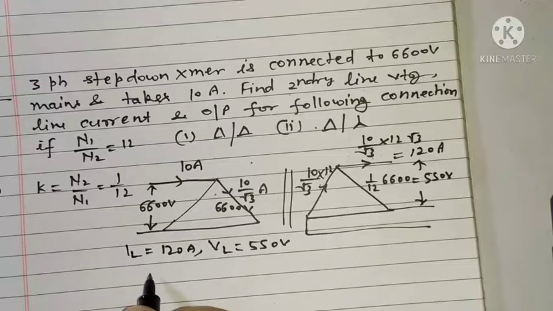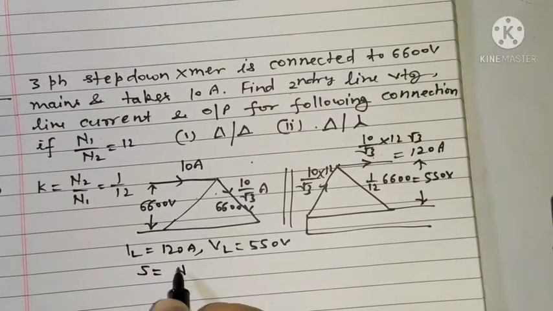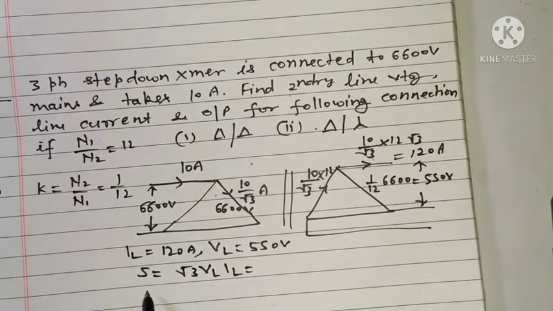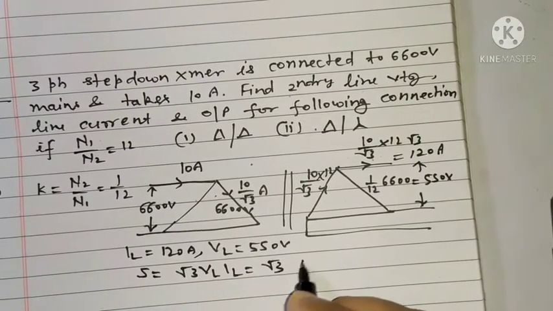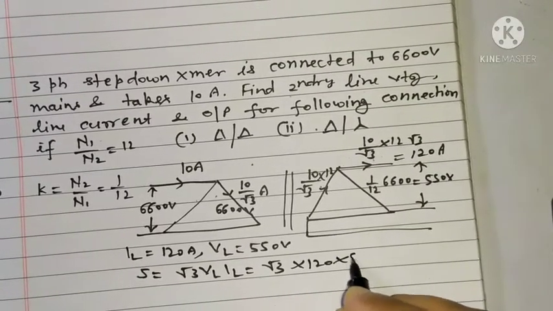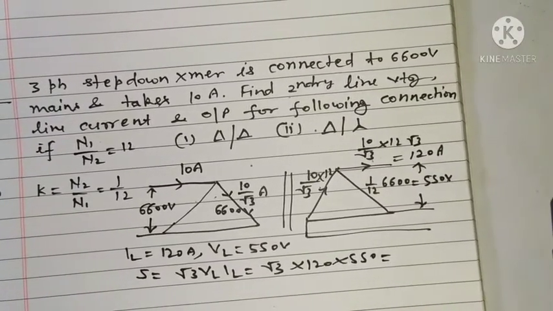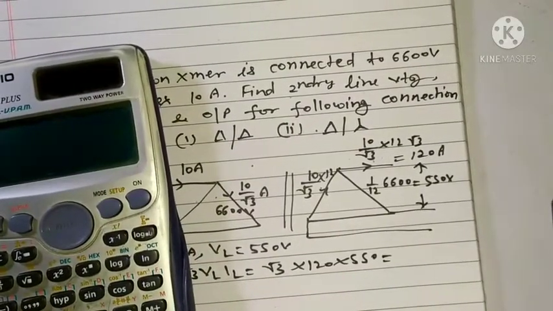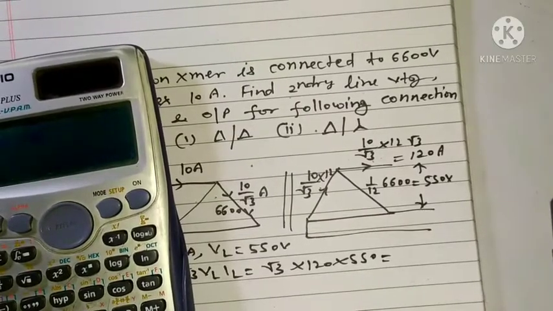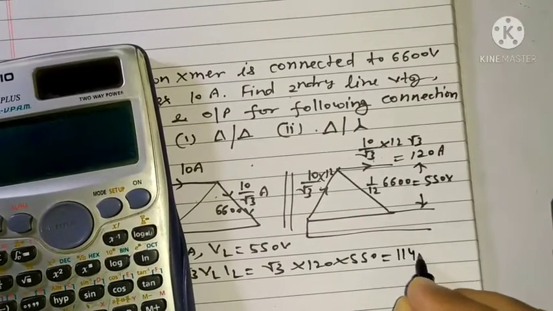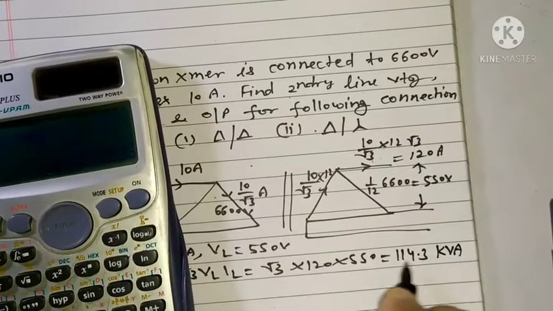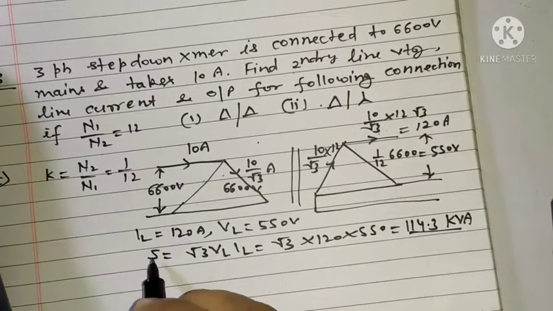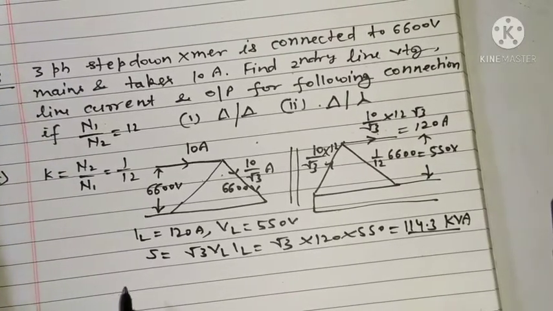Output, if I want to write, S will be root 3 VL IL. S is the complex power or kVA rating. So root 3 into 120 into 550 gives VA, or I can write in kVA: 120 into 550 into root 3 divided by 10 power 3. So it will be 114.3 kVA, right? So this is the line current, line voltage and kVA for delta-delta connection.